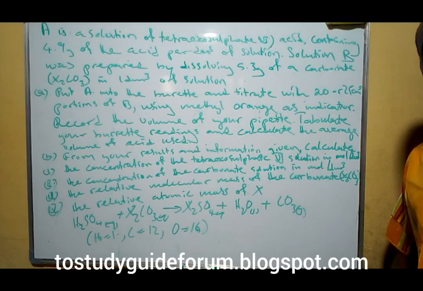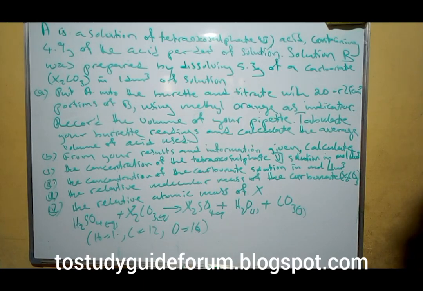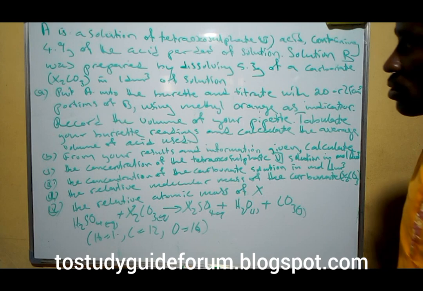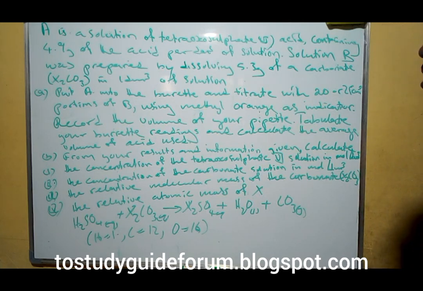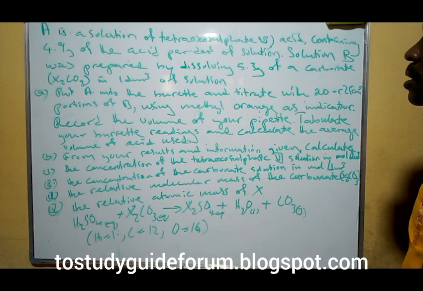So I have a question here. We're going to calculate. This is a practical question in chemistry calculation, volumetric analysis. You say that A is a solution containing the trioxocarbonate... acid.